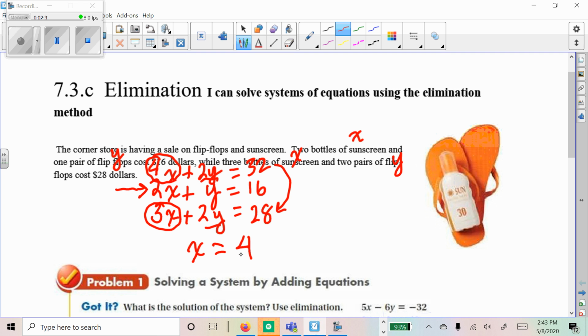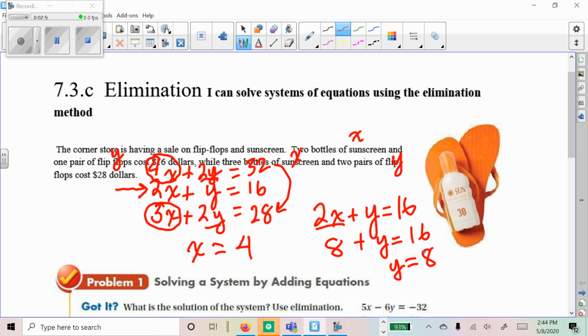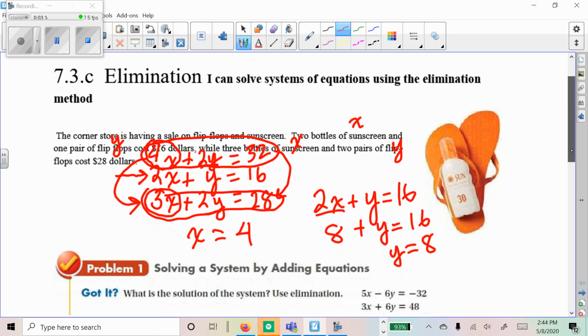So just using a little logic got us to the point where we knew how much a bottle of sunscreen is. Now that I know the sunscreen was $4, I can use any of these equations to help me figure out how much the flip-flops are, which is Y. So this part here is actually $8, 2 sunscreens, plus a pair of flip-flops is $16. So that means the flip-flops must be $8, right? So I've figured everything out, and what I really did here is I subtracted this group from this group. And that's what we're going to do in this lesson.